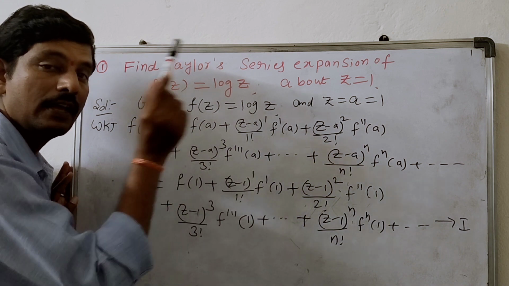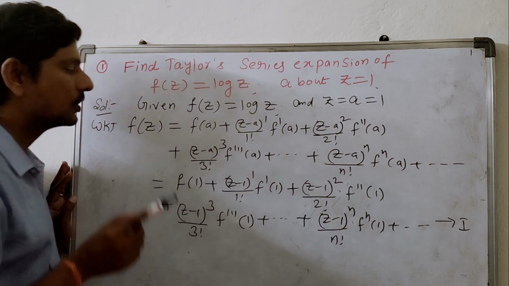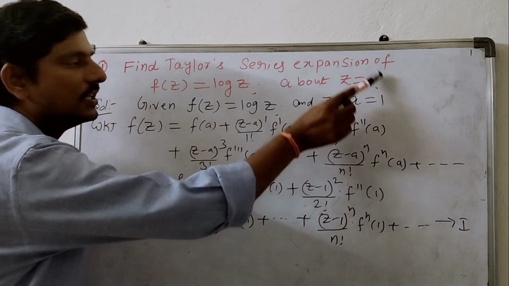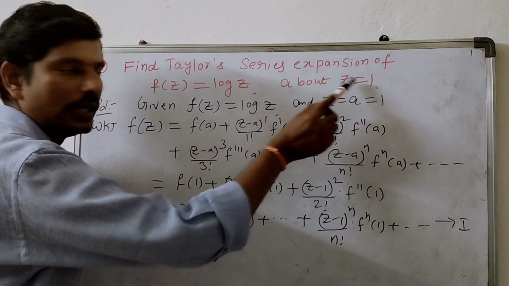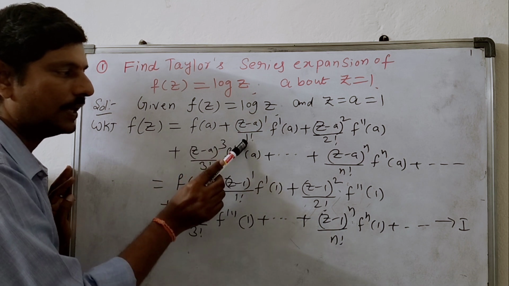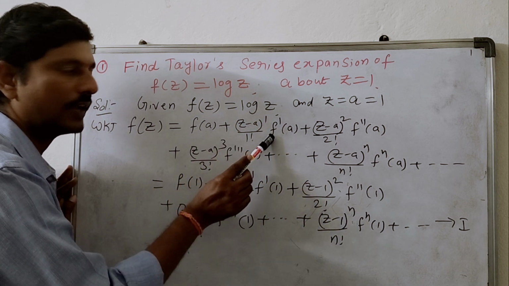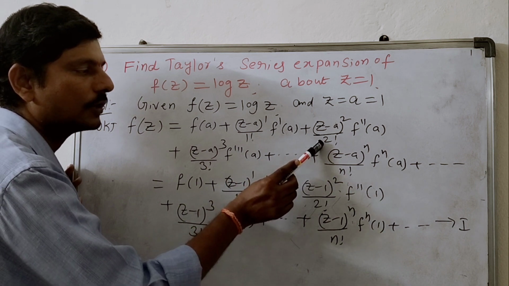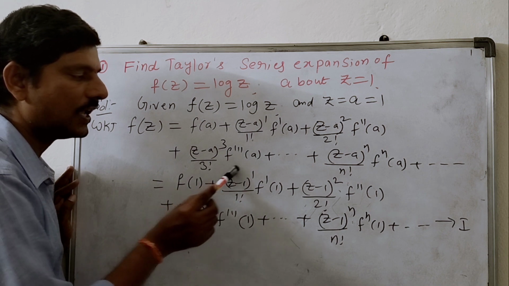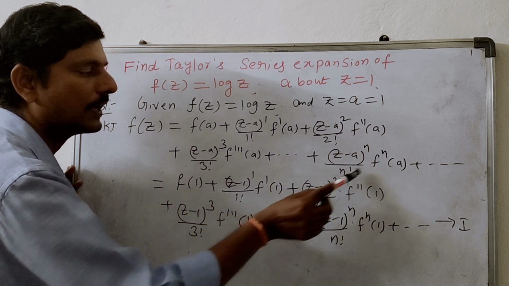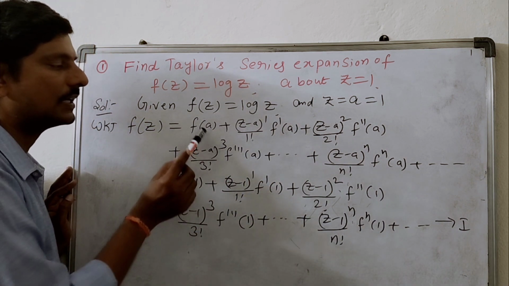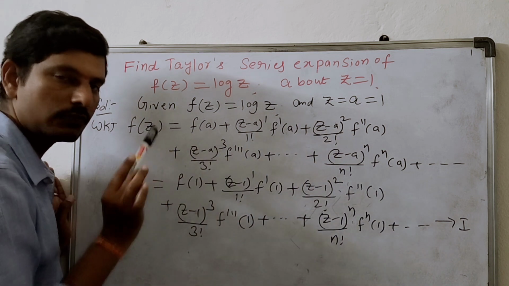Therefore we apply Taylor's theorem. So what is Taylor's theorem? Here, given f of z is equal to log z and z is equal to a, that is equal to 1. Taylor's theorem is f of z is equal to f of a plus z minus a whole power 1 by 1 factorial into f dash a, plus z minus a whole square by 2 factorial into f double dash a, plus z minus a whole cube by 3 factorial into f triple dash a, plus so on, z minus a whole power n by n factorial into f to the power of n a, plus so on. You have to write at least 4 terms.